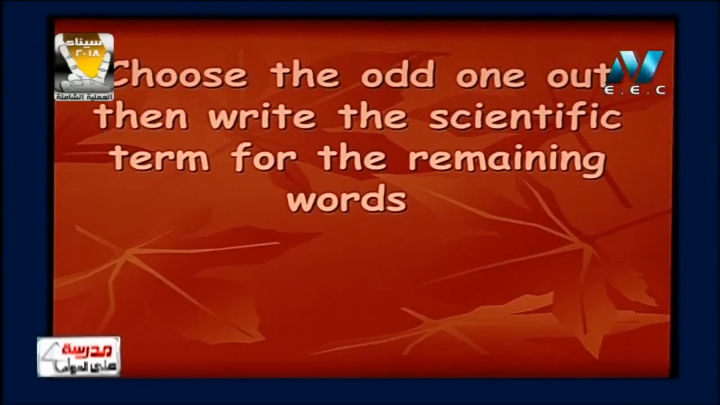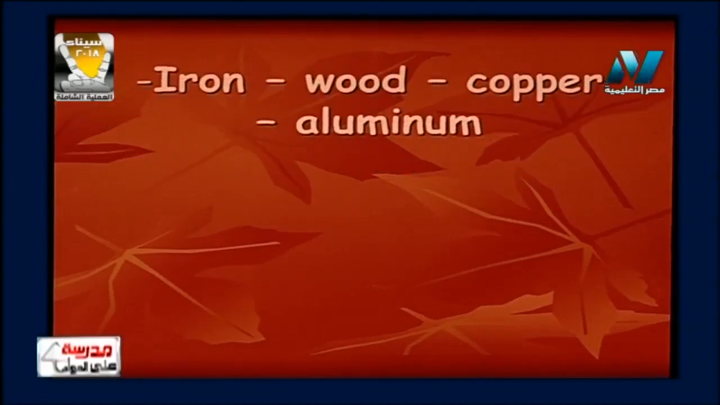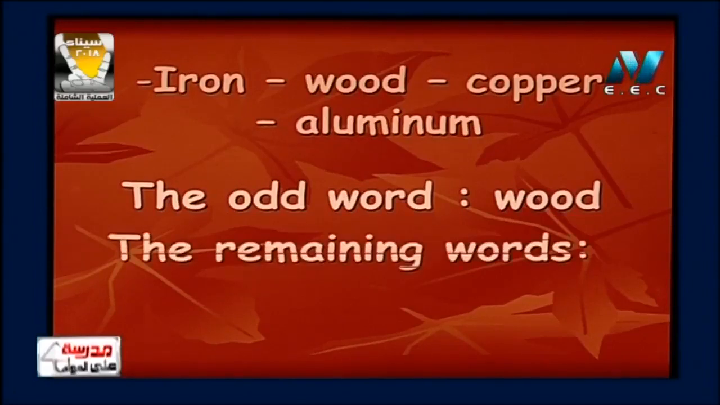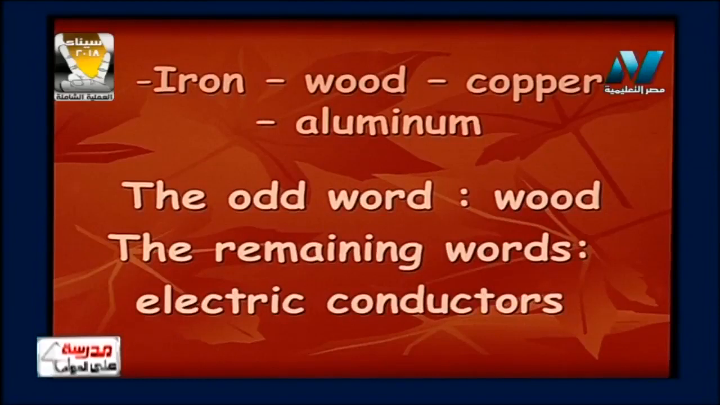Again the question says choose the odd one out. بختار الكلمة الغريبة. Then write scientific term for the remaining words. First question: iron, wood, copper, aluminum. مين هنا الغريبة؟ أكيد هتكون هي wood. The odd word is wood. طب لو خرجنا الwood من السؤال ده هيتبقى iron, copper, aluminum. إيه بقى الريليشن العلاقة اللي بتربط بينهم كلهم؟ إن هما كلهم electric conductor. So the remaining words are electric conductors.